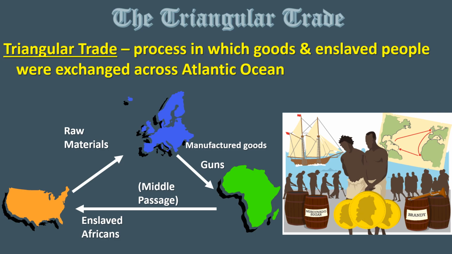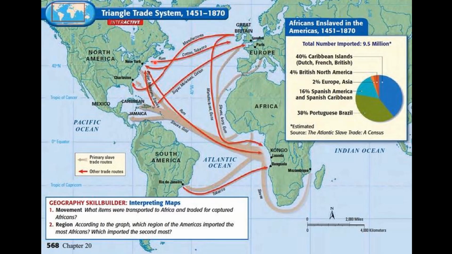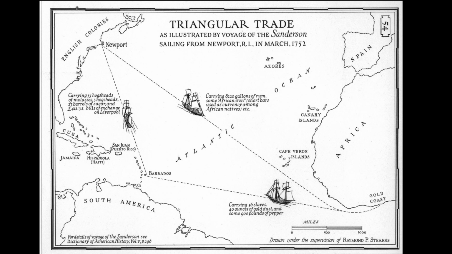Hint, wink, nudge. You can see some of the goods and different things there, but we want to emphasize that this triangle doesn't have to hit all those different places. The SS Sanderson, sailing from Newport, Rhode Island in March of 1752, made its own triangle trade here, carrying 8,200 gallons of rum and African short bars to Africa. That was then exchanged for 56 slaves, 40 ounces of gold dust, and 900 pounds of pepper, brought to Barbados, to head back to Newport, Rhode Island, carrying 55 hogsheads of molasses, 3 hogsheads, 27 barrels of sugar, and 412 pounds in bills of exchange from a bank in Liverpool. So that is just one small example of the triangle trade that's going on there.